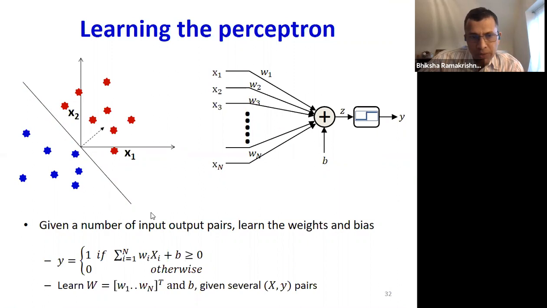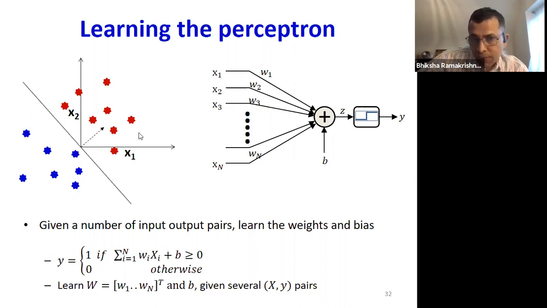Now, the output of the perceptron is given by this by now familiar formula. It is 1 when the affine combination is positive and 0 otherwise. The actual boundary is a hyperplane. So learning the perceptron is the same as learning the equation for the hyperplane, such that all the red dots are on one side and all of the blue dots are on the other side.